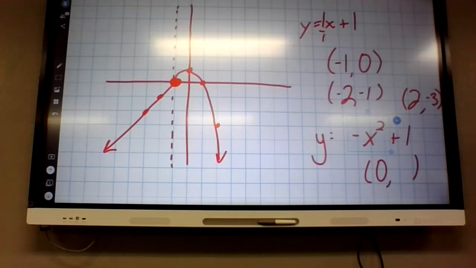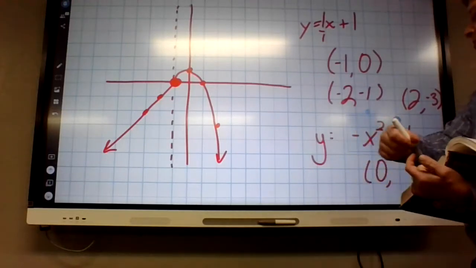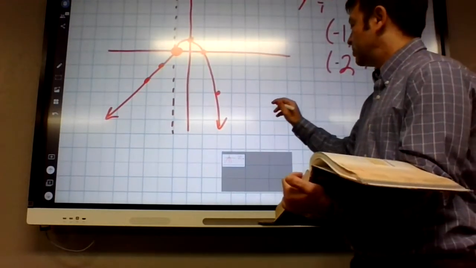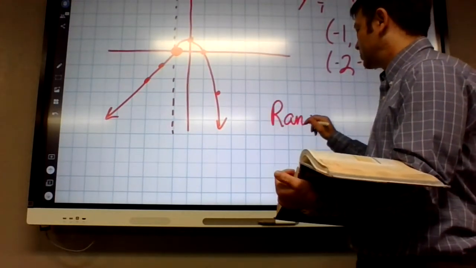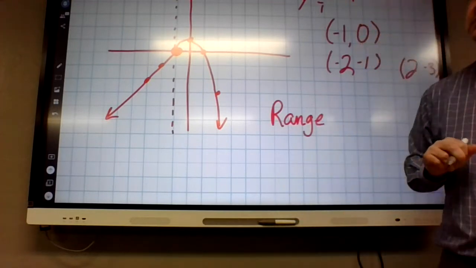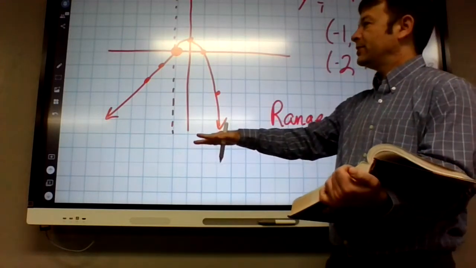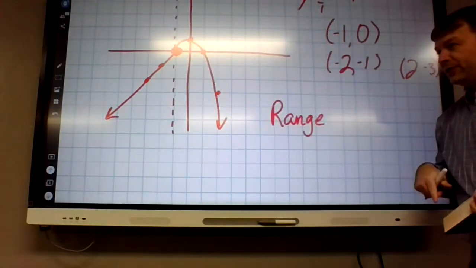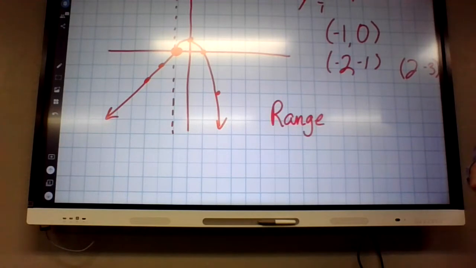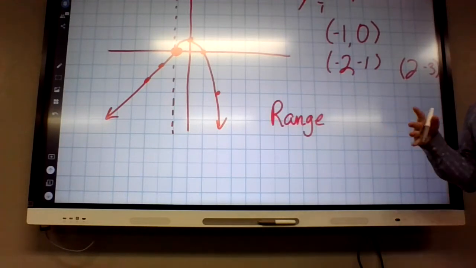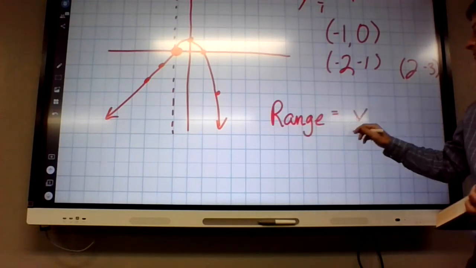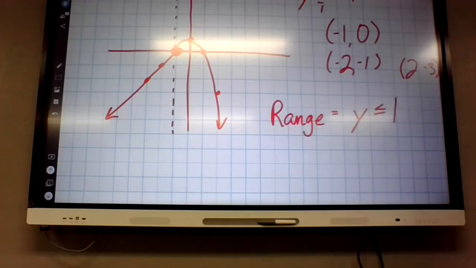So what was the next question? Find the range. So what did range mean? The y values, yes. So what's the lowest y value? Negative infinity. What's the highest y value? 1. So how do I say that y values are everything from negative infinity to 1? Or everything below 1? Y is less than or equal to 1.